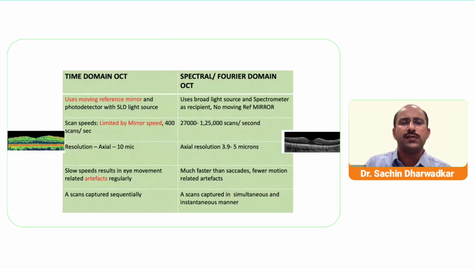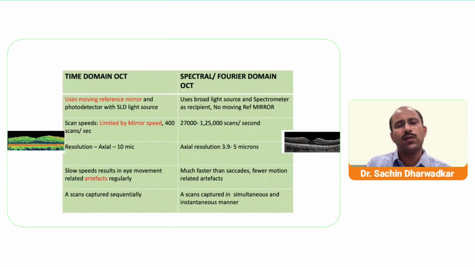So now if we compare side by side time domain to spectral domain or Fourier domain OCT, these are the cardinal differences. As we just saw, the time domain uses a moving reference mirror and SLD light source, whereas the spectral domain uses a broadband light source and a spectrometer as a recipient, and there is no moving reference mirror, so it doesn't limit its speed. The scans in time domain were 400 per second, whereas the spectral or Fourier domain is 27,000 to 125,000 scans per second, which is a huge quantum leap in terms of imaging speeds.